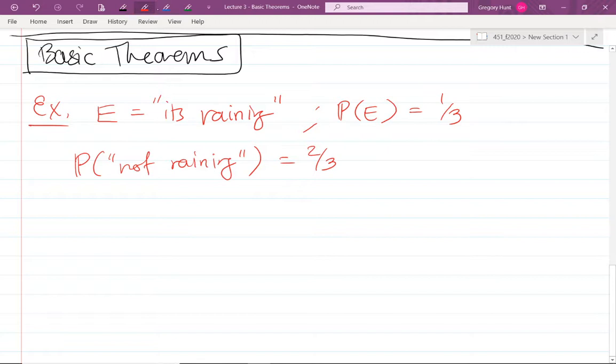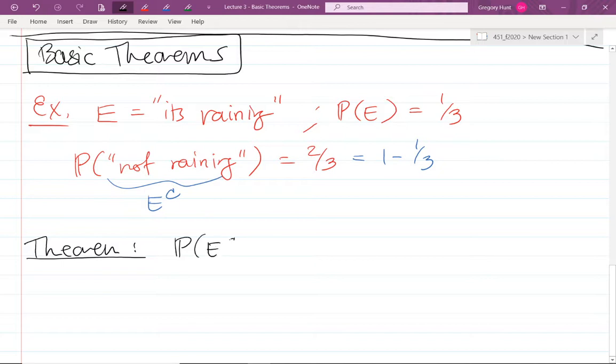The event that it's not raining, we would call the complementary event. It's E complement. And why do we get 2/3? That's 1 minus 1/3. So the basic theorem that we all have intuition about is that the probability of the complement of some event, of that event not happening, is, if the probability of E is the probability the event happens, the probability the event doesn't happen should be 1 minus the probability that the event does happen. So this is the theorem.